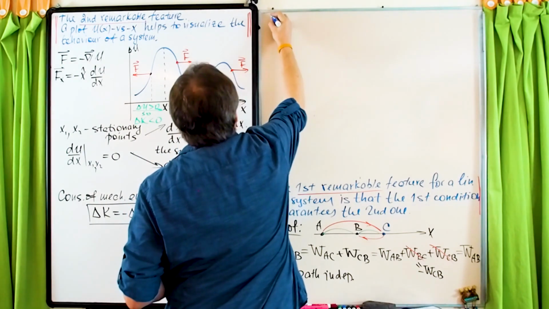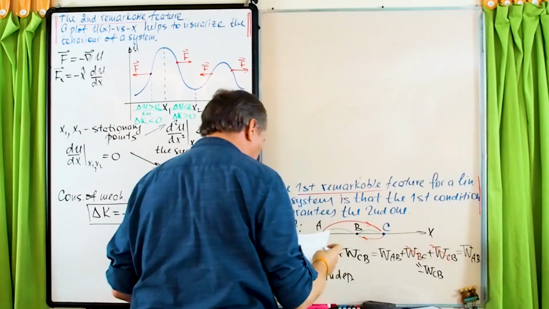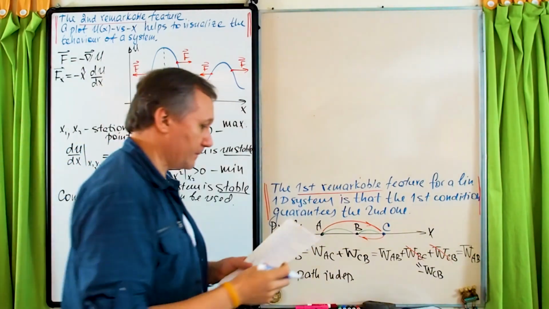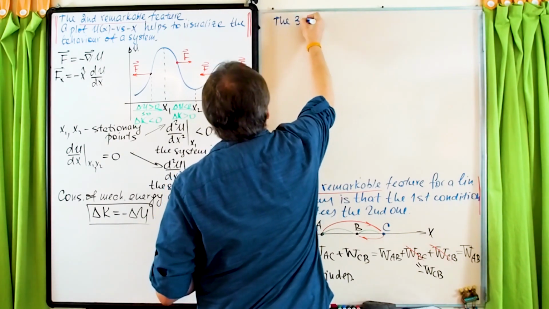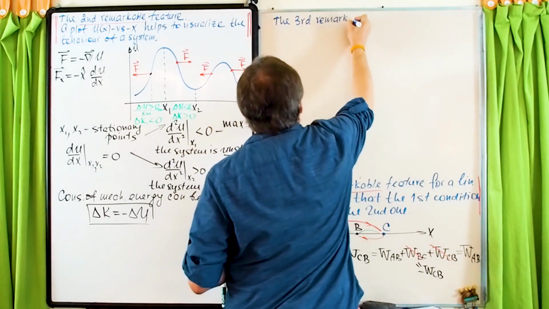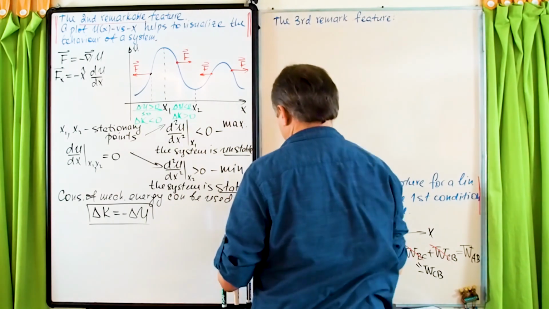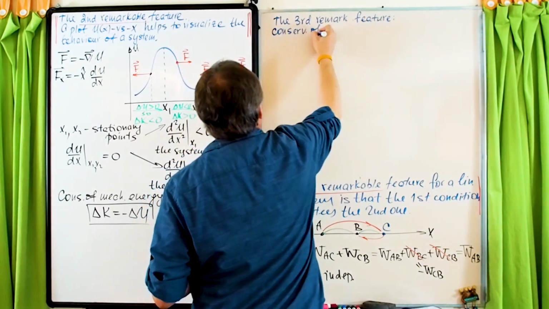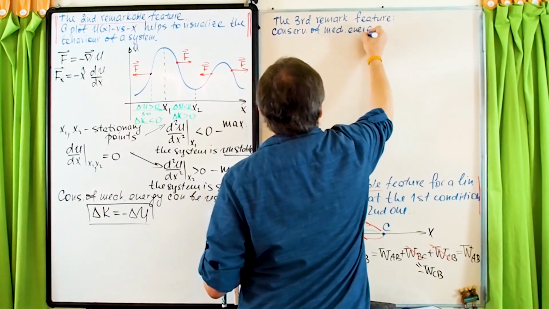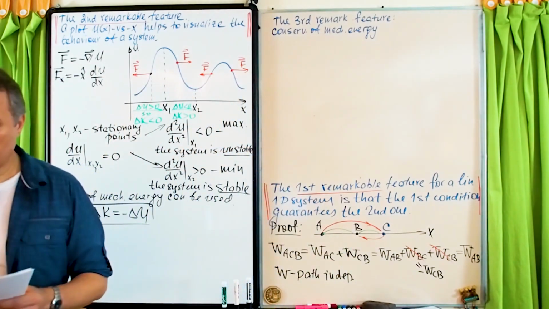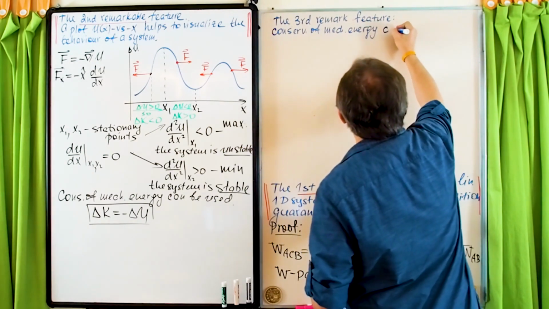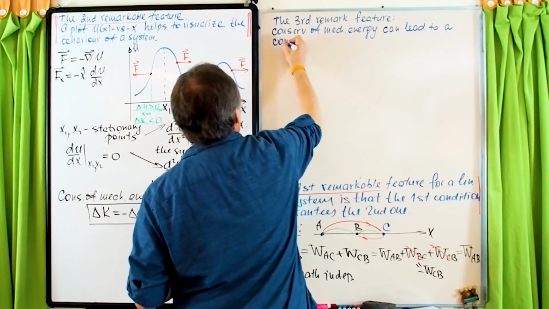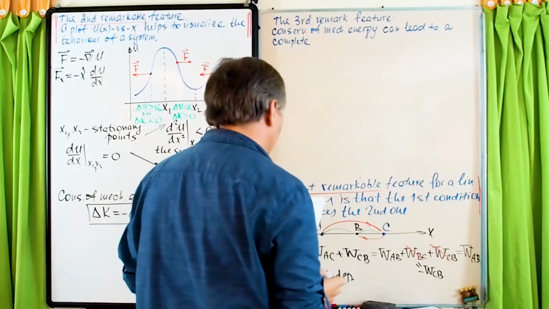Okay, I use the blue color. So, which way I wrote the third remarkable feature? Conservation of energy can lead to a complete solution of the motion, right? The third remarkable feature: conservation of mechanical energy can lead to a complete solution of the motion. Basically a function, so we can get a function, a complete solution of the motion.